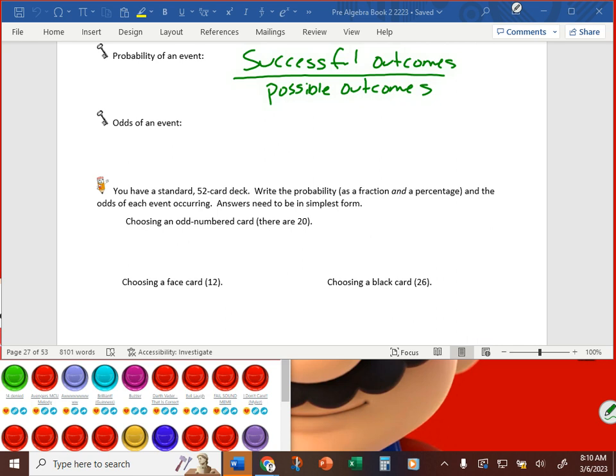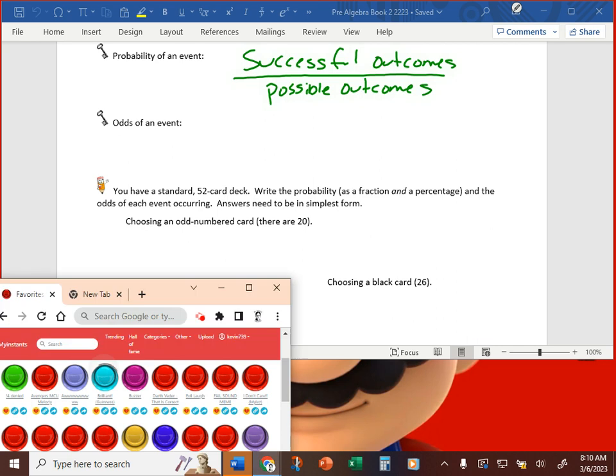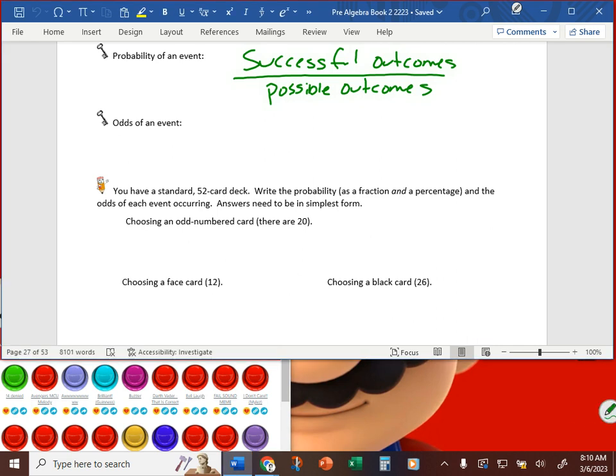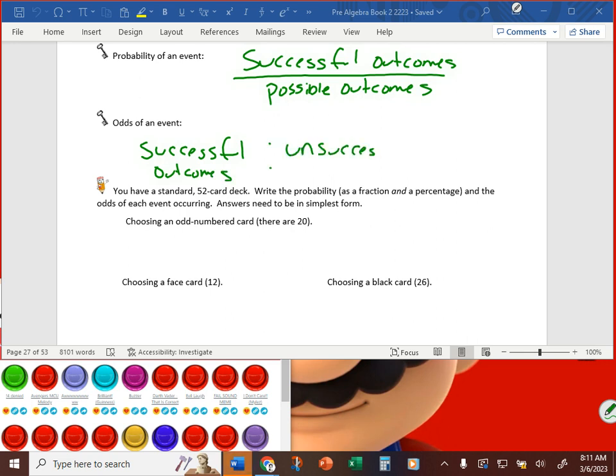Whereas probability is set up as a fraction, odds are set up as a ratio. And who could remind me what a ratio compares? Yeah. Good. A part to a part. So the parts that odds compare are the successful outcomes to unsuccessful outcomes.